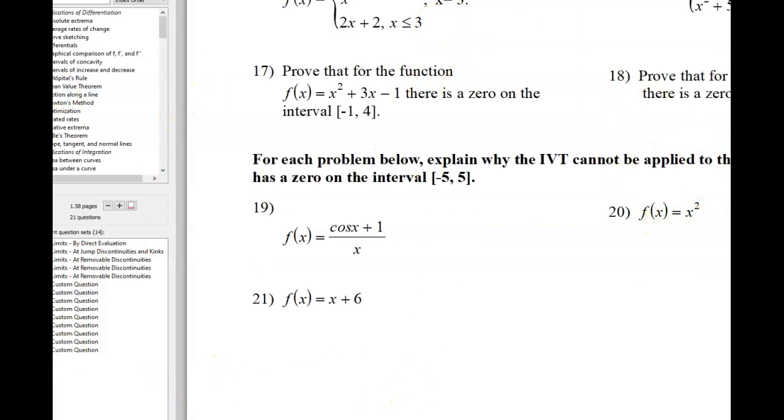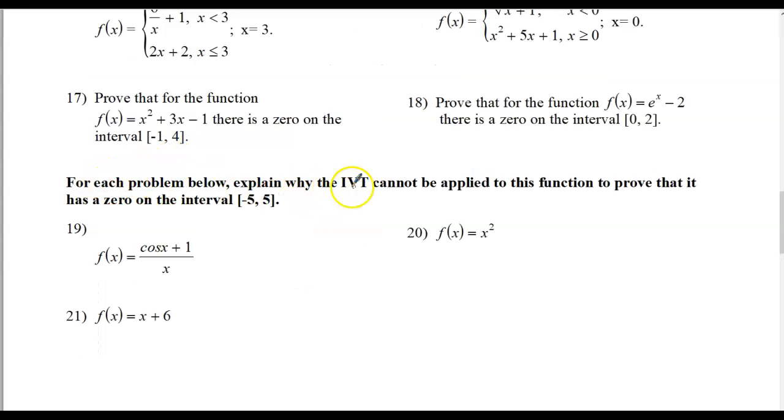So this problem here says, for each problem below, explain why the IVT, the intermediate value theorem, cannot be applied to this function to prove that it has a 0 on the interval from -5 to 5. All right, so for these problems here, we have an a value of -5, a b value of 5, and a k value of 0. And basically, you need to tell me why you can't use the intermediate value theorem to guarantee that it actually touches the x-axis or has a y equals 0 value on the interval from -5 to 5.